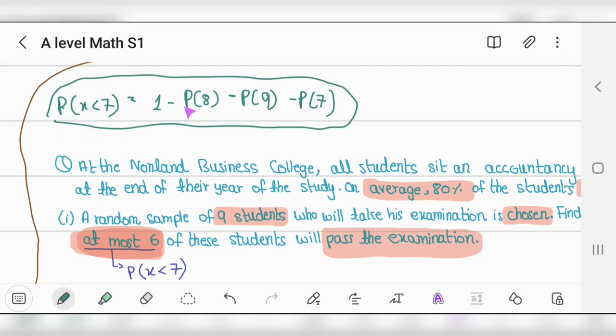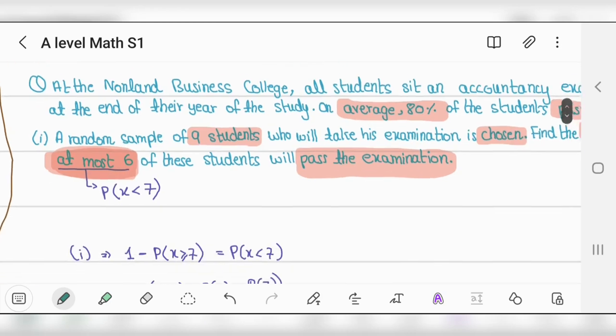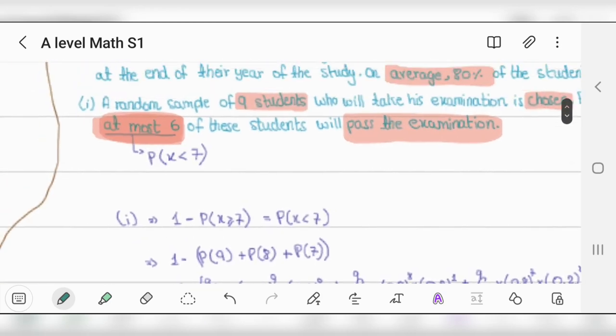So the probability of having 8 students passing the examination is 9C8 multiplied by 0.8 to the power 8 and multiplied by 0.2 to the power 1. Then minus, doing the same thing, you just do the minus, and then you get the answer. So that's exactly what we have done.